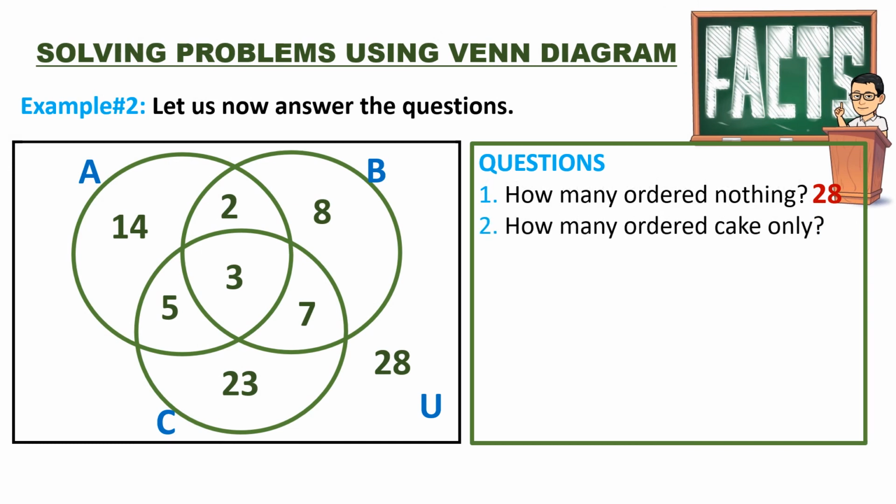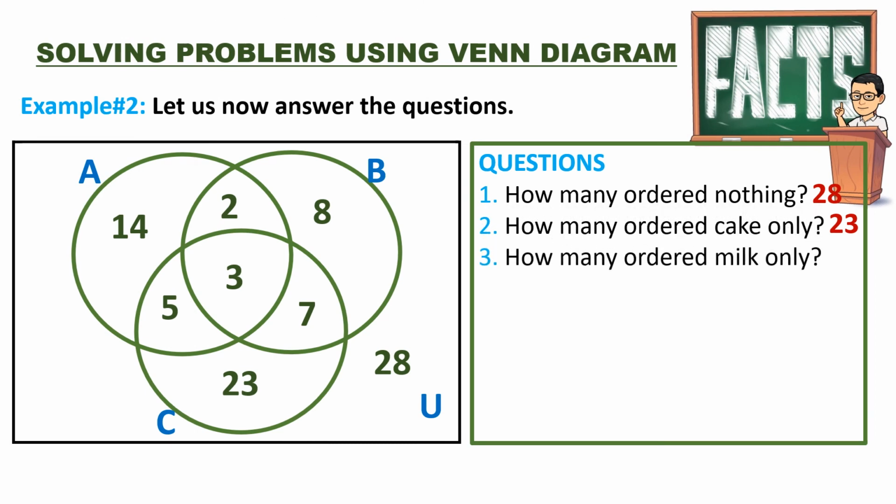Number 2 question, how many ordered cake only? In the given figure, we have set C as for cake. So, in the area for cake only, we have 23. So, there are 23 students who ordered cake only.